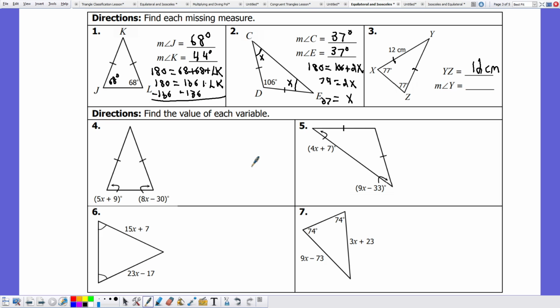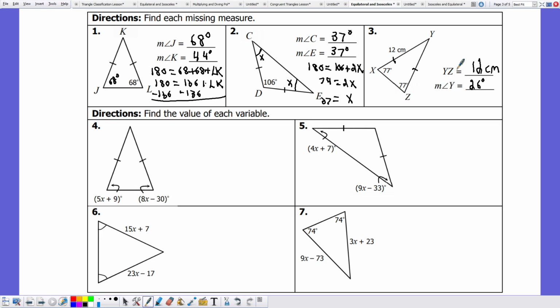Now, how do we find angle Y? Well, in this case, we just use the same theorem we've been using. All the interior angles of a triangle add up to 180. So we would do 180 minus 77 minus 77, and that would give us the remainder of 26 degrees. 26 plus 77 plus 77 is our 180. Now we have a little bit more tricky problems, a little bit more algebra involved, but it should be fine.